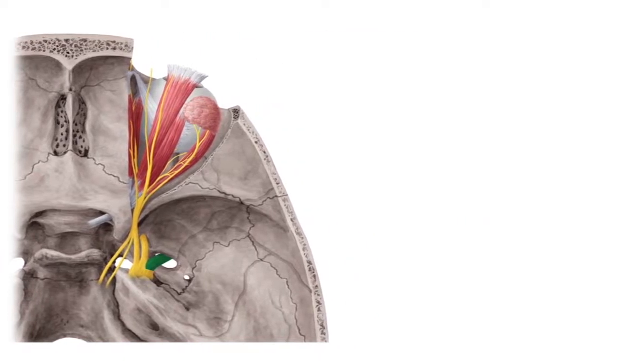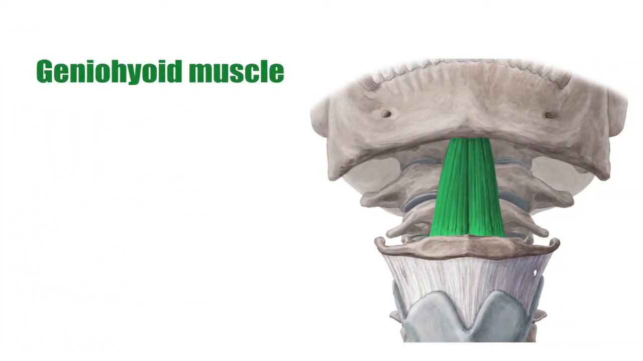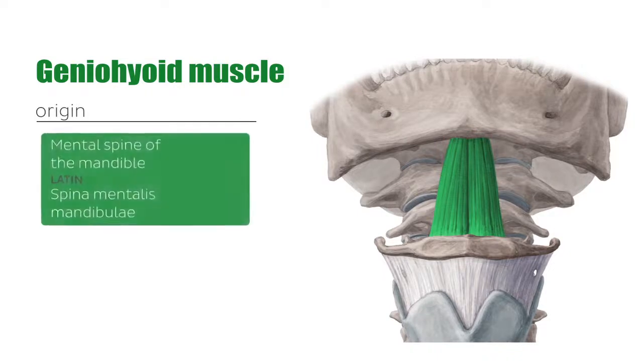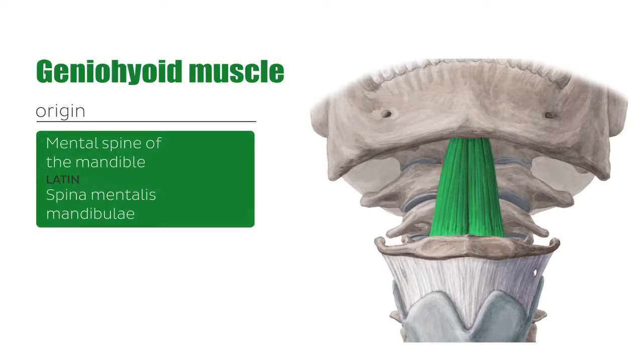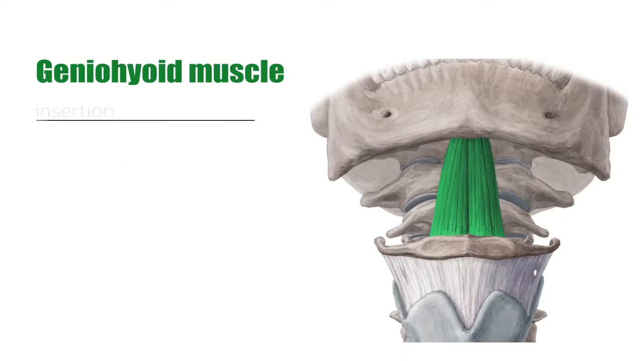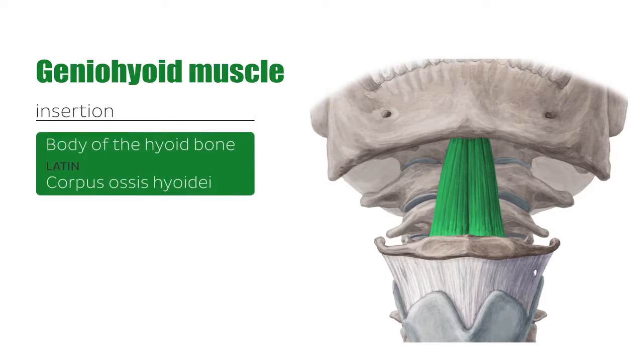Next on our list is this muscle that you see here highlighted in green, the geniohyoid muscle. In terms of the origin point for this muscle, it originates from the mental spines of the mandible, at the inner surface of the mandible. The muscle is going to insert distally to the body of the hyoid bone. And you can clearly also see here the muscle inserting on the body of the hyoid bone.